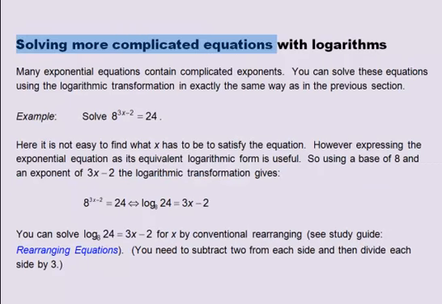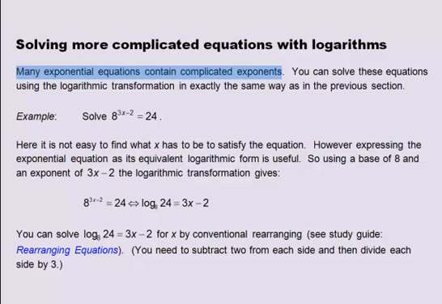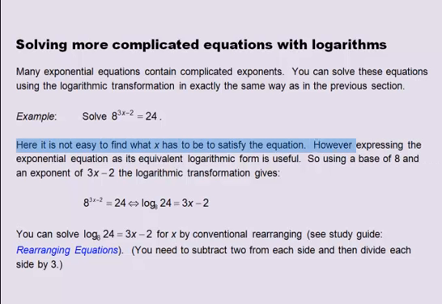Solving more complicated equations with logarithms. Many exponential equations contain complicated exponents. You can solve these equations using the logarithmic transformation in exactly the same way as in the previous section. Example: solve 8 to the power 3x minus 2 equals 24. Here, it is not easy to find what x has to be to satisfy the equation. However, expressing the exponential equation in its logarithmic form is useful.